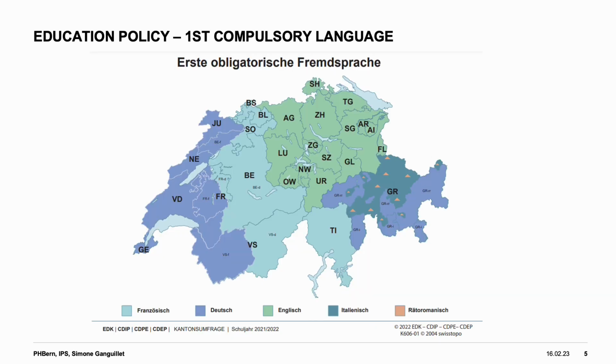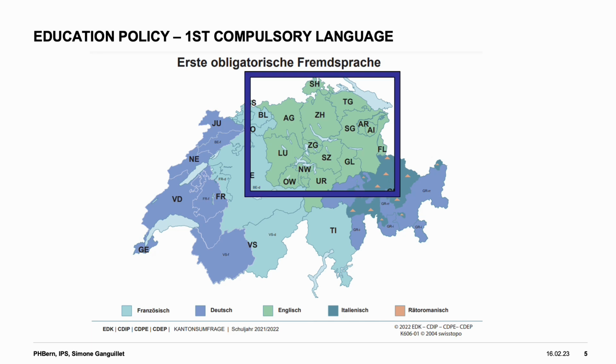This map might help to better understand the Swiss education policy or the national language concept I mentioned before. It indicates what the first compulsory foreign language is according to the canton or the region of Switzerland. For instance, in this green area, English is taught as the first compulsory foreign language. And you can see that in the light blue part it is French, and in the dark blue part it is German, for instance.